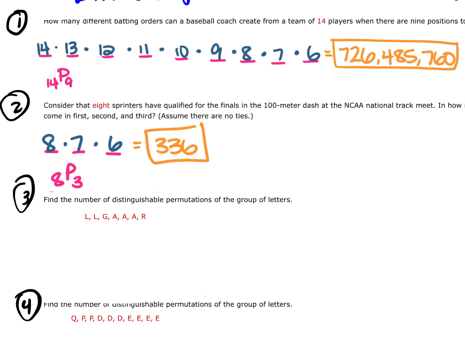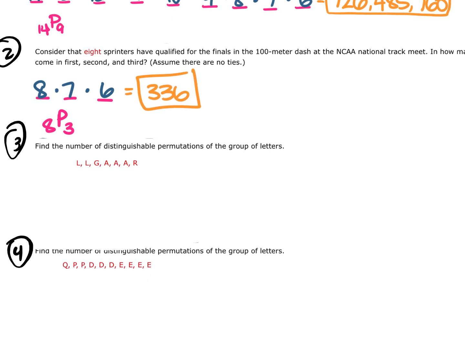For number 3, it tells us to find the number of distinguishable permutations of the group of letters given. We have L, L, G, A, and R. You have a total amount of letters here of 1, 2, 3, 4, 5, 6, 7. The ones that repeat are L, which is twice, and A, which is 3 times.